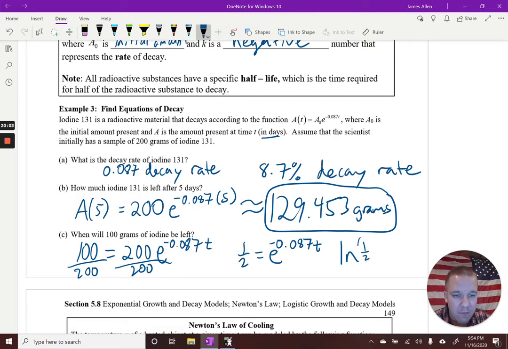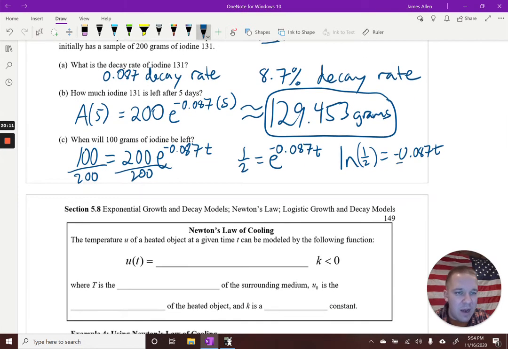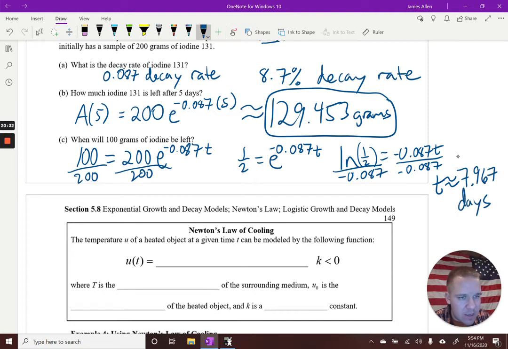Natural log of 1/2 is equal to negative 0.087t. And then we are going to go ahead and divide by negative 0.087 on both sides. And when I do that, what do I get for t? We end up with 7.967 days.